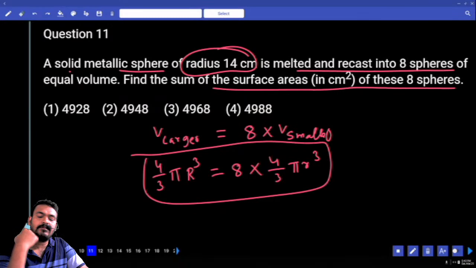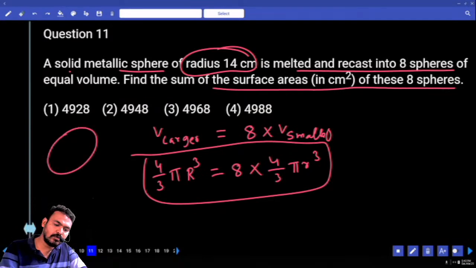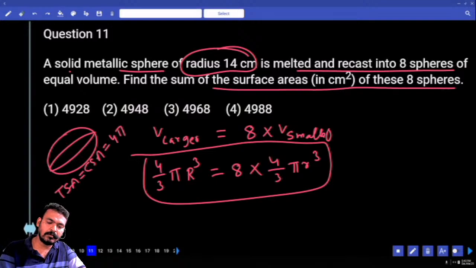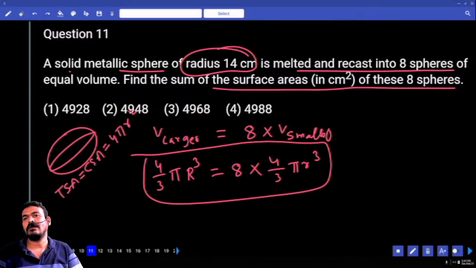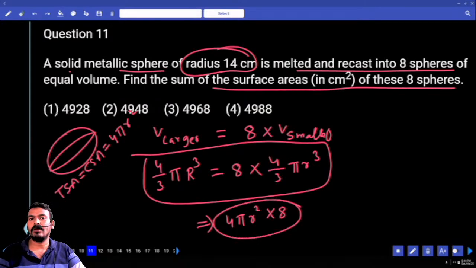Every sphere surface area means 4 pi r square. In a sphere there is no outside and there is no inside. Then total outside portion and inside portion, both are the same or different? Same. What is the total surface area and curved surface area of a sphere? 4 pi r square. And here how many diagrams are there? 8 diagrams. Every diagram 4 pi r square. 8 diagrams means multiplied by 8. We require this value. Okay.